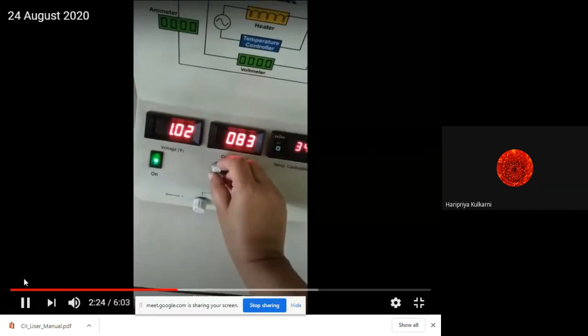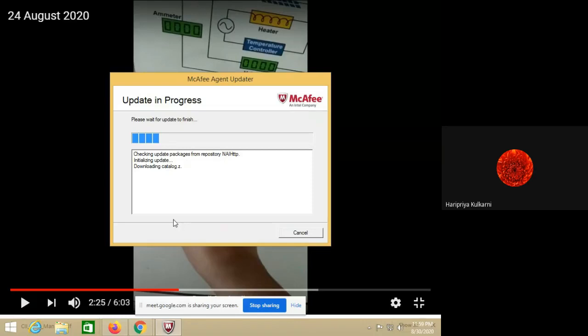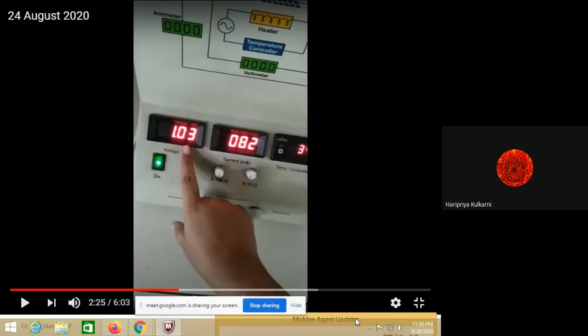Next reading 1.03 volt, 82 milliampere. So up till now we have taken 8 to 10 readings. You have observed the characteristics. As you are increasing the voltage, the current will decrease, right? So at no load current, whatever voltage you are getting, that is the VOC. So you have to see the suitability of connecting the load.